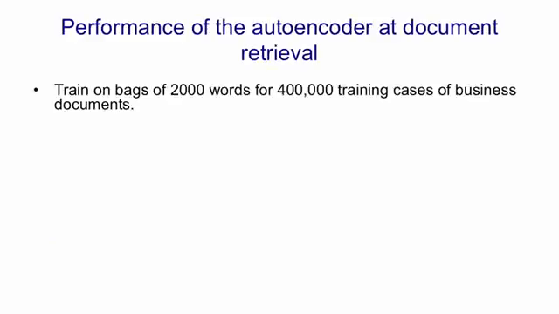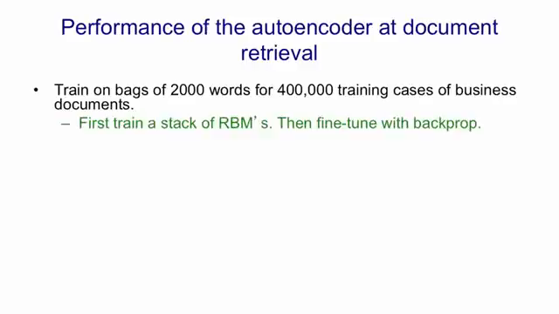We trained using bags of 2000 words on 4000 business documents from the Reuters dataset, and these documents had been hand-labelled with about 100 different categories. We first trained a stack of restricted Boltzmann machines, and then we fine-tuned with backpropagation using a 2000-way softmax as the output. And then we tested on a different set of 4000 documents.